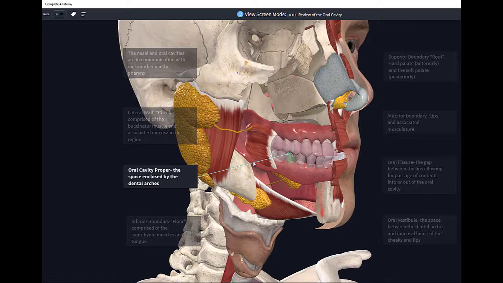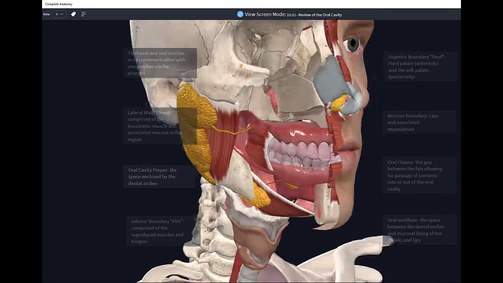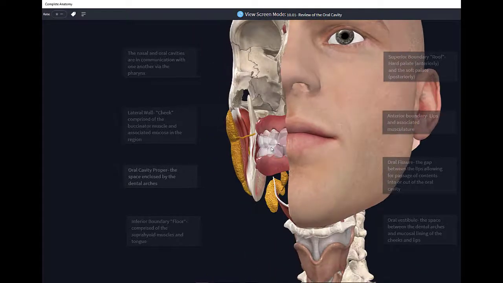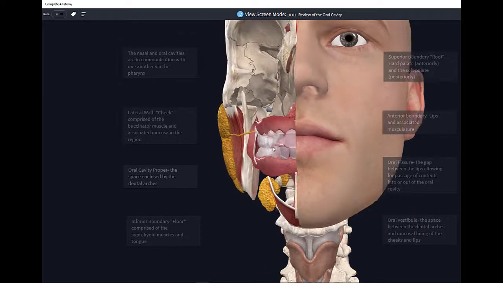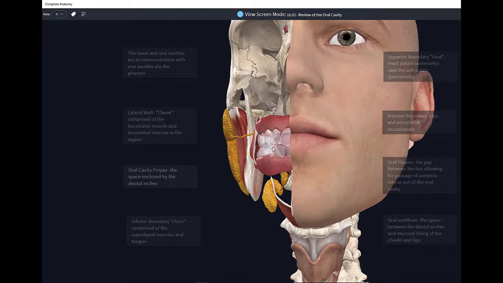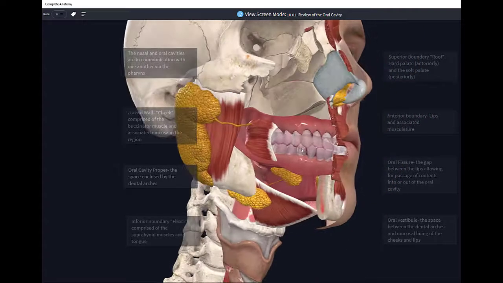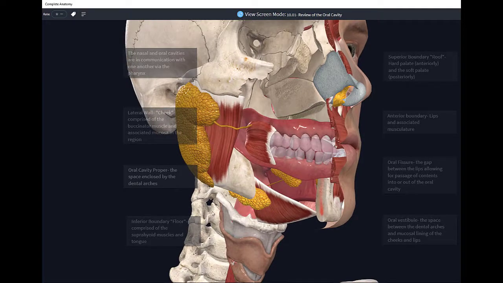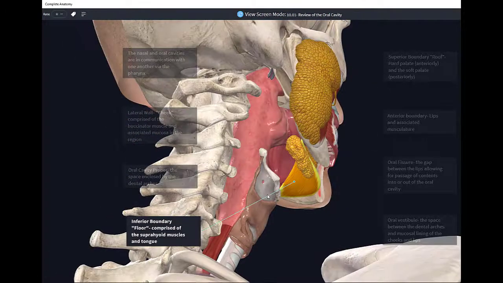The proper oral cavity is going to be the space that is between the dental arches, and it is usually pretty much filled up by the tongue. The idea that the oral cavity is a hollow space with nothing in it when our mouth is closed is actually not correct. There is very little space in it when our mouth is closed, unless of course we have some fluid or some solid foods in our oral cavity. And the inferior boundary of the oral cavity is composed of the suprahyoid muscles and the tongue.